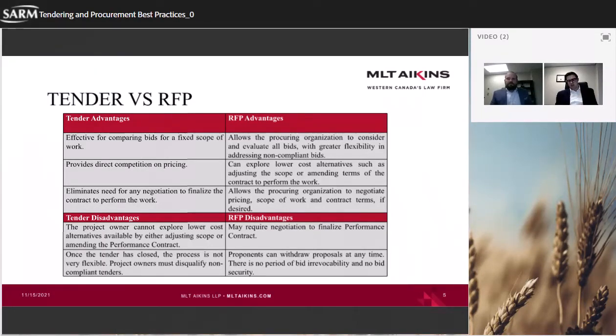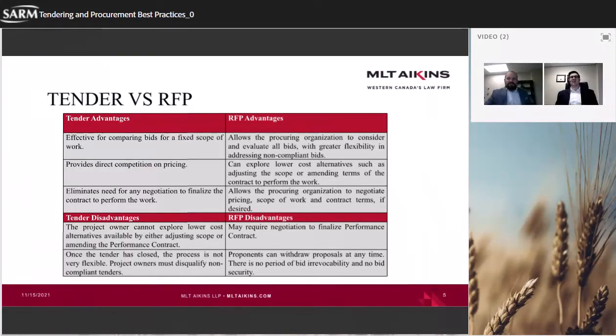The other issue is that tenders are subject to what we call the law of competitive bidding. Without diving too much into that, it means that if you don't follow the procurement process you've laid out, and you pick someone who should not have been picked under that process, say the best price bid was non-compliant for whatever reason, they didn't submit something they were required to submit.